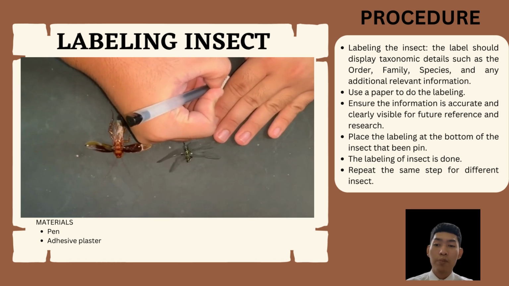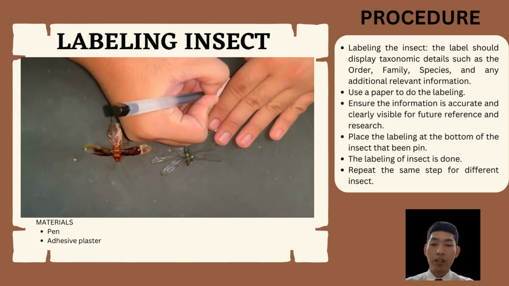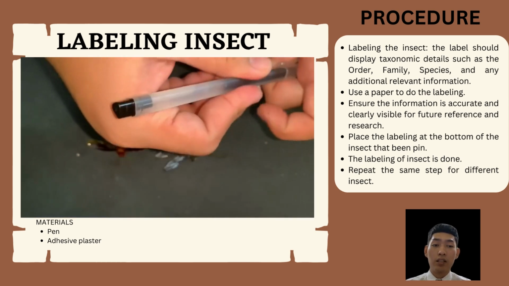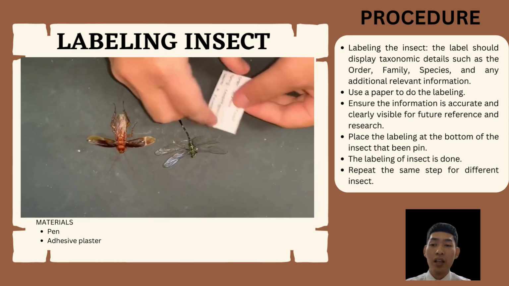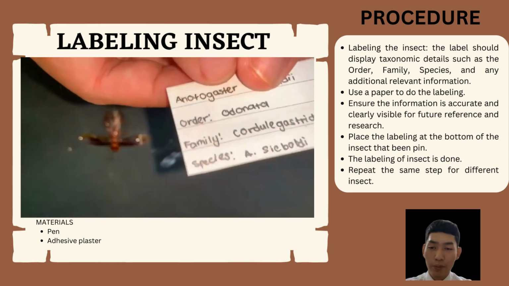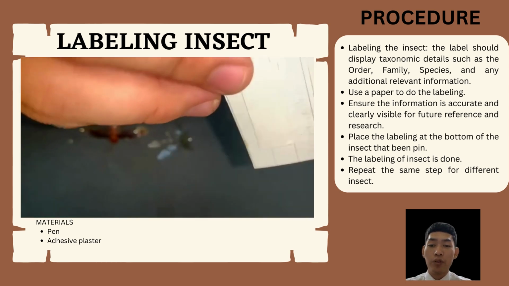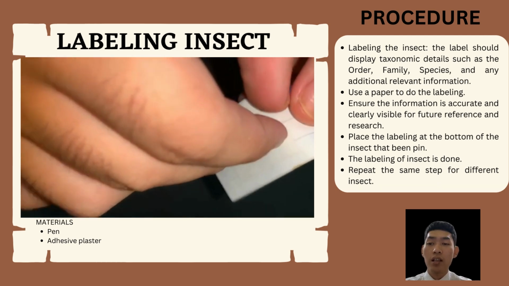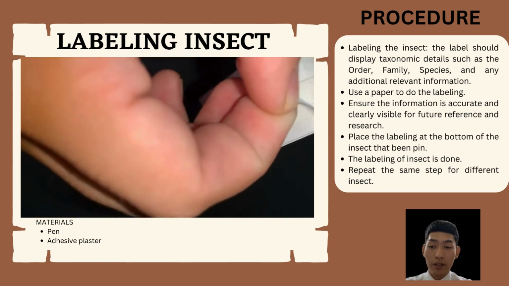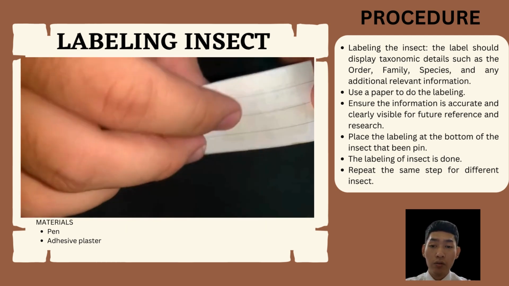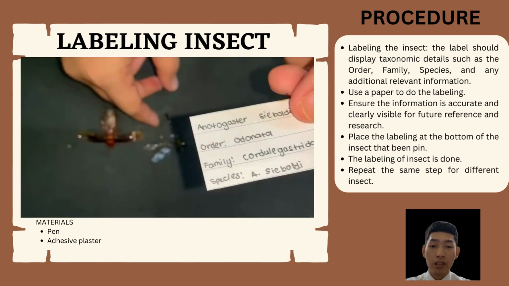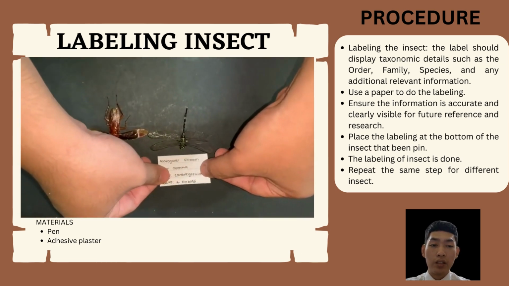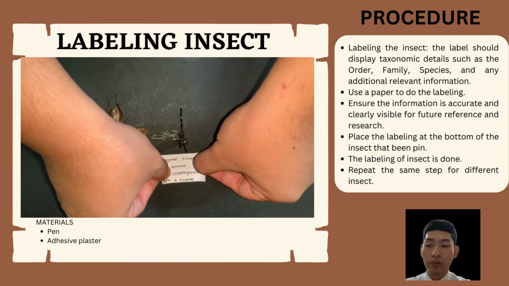The fourth step is labeling insect activities. The materials needed for these activities are a pen and adhesive plaster. There are a few procedures to complete this activity. First, labeling the insect. The label should display taxonomic details such as the order, family, species, and any additional relevant information.